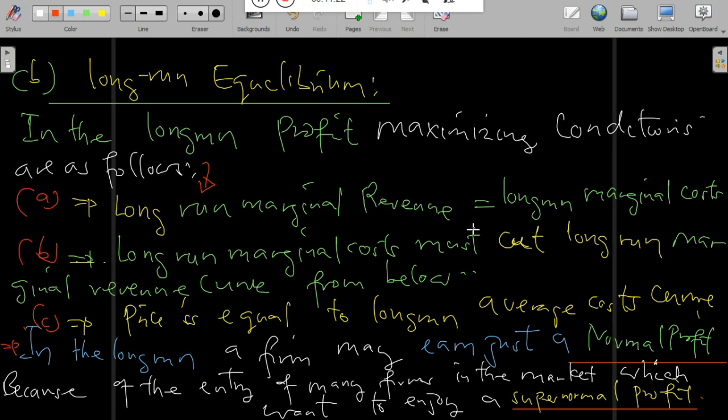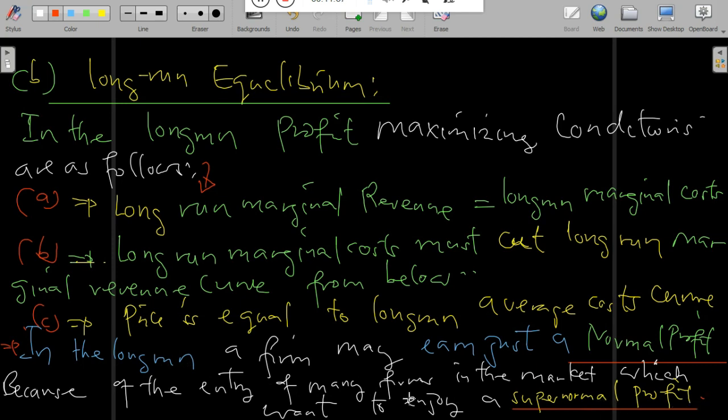Let's talk about the long run equilibrium. The long run profit maximizing condition under PCM, under a perfect competitive market, is that the long run marginal revenue is equal to long run marginal cost. The long run marginal cost must cut the long run marginal revenue curve from below. The price is equal to the long run average cost curve.